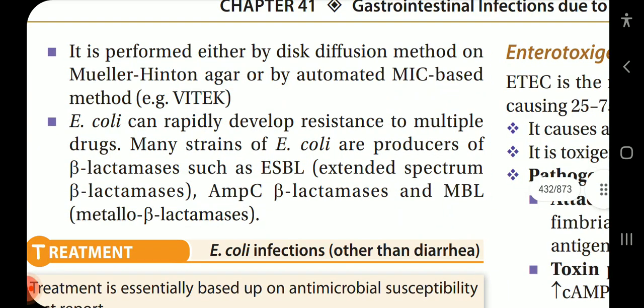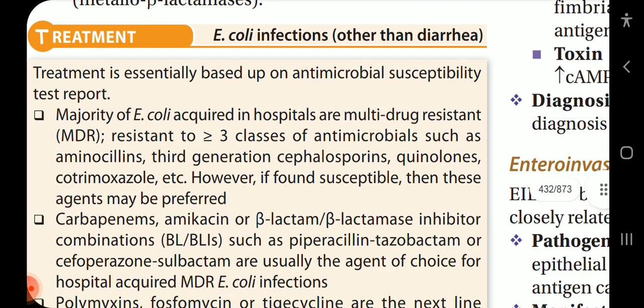Antimicrobial susceptibility testing is necessary to administer appropriate antibiotics. It is performed either by disk diffusion method on Mueller-Hinton agar or by automated MIC based method, for example Vitek. E. coli can rapidly develop resistance to multiple drugs. Many strains of E. coli are producers of beta lactamases such as ESBL, extended spectrum beta lactamases, AmpC beta lactamases, and MBL, metallo-beta lactamases.